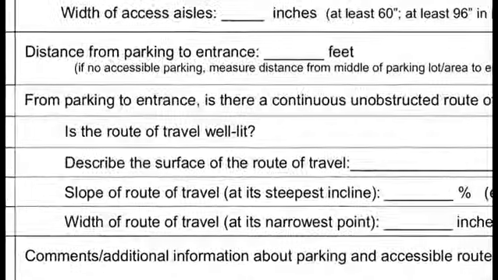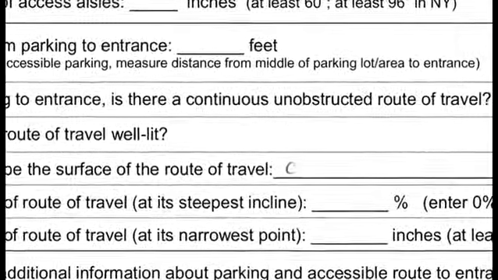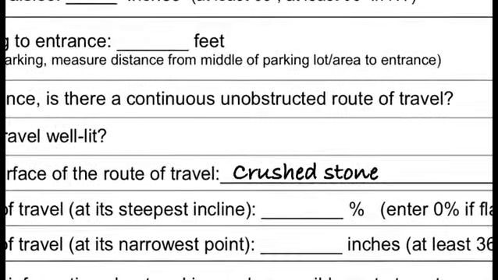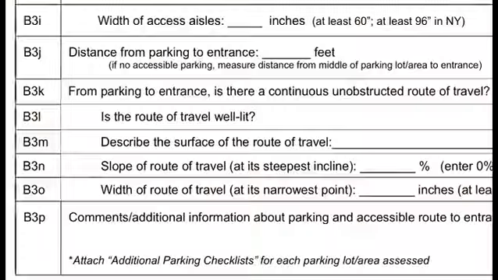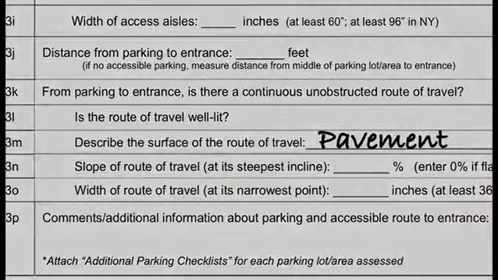The third route of travel question asks you to describe the surface of the route of travel. On that line, you will indicate what type of surfacing is present. If you are outdoors, the route of travel may be grass, crushed stone, or pavement. The route may change from one point to the next, so you might fill in concrete, then bricks. If you are indoors, the surface may be tile floor or carpet. Use that line to describe the surface of the route you travel.